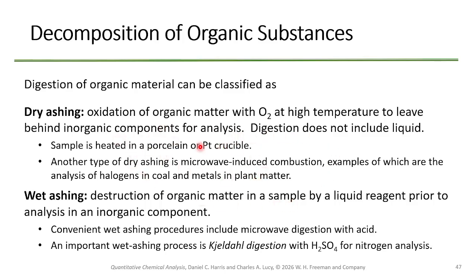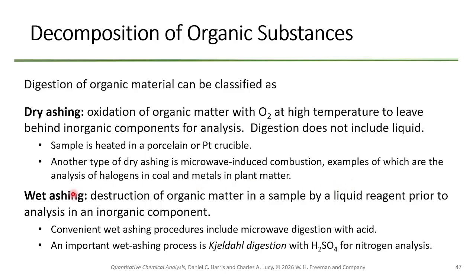Now, this sample is oftentimes heated in porcelain, which is what we usually use, or a platinum crucible. We obviously do not use that. That's very expensive. That would be your entire budget for all your lab fees for a year. Let's not do that, huh? You won't be able to do anything else. Another type of dry ashing is microwave-induced combustion. Examples of these are analysis of halogens in coal and metals in plant matter.